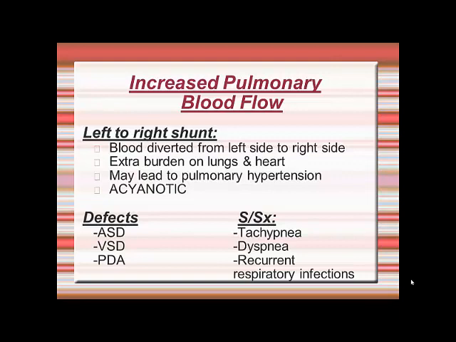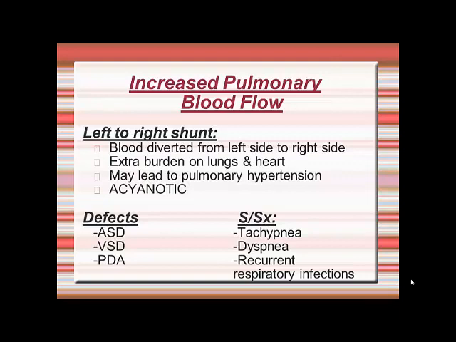It is usually a left to right shunt. It results from a defect that allows blood to flow between the left and right side of the heart. It is the most common defect. An increased amount of blood ends up going to the lungs. That's because usually the blood is diverted from the left side to the right side, because the left side has the most pressure.